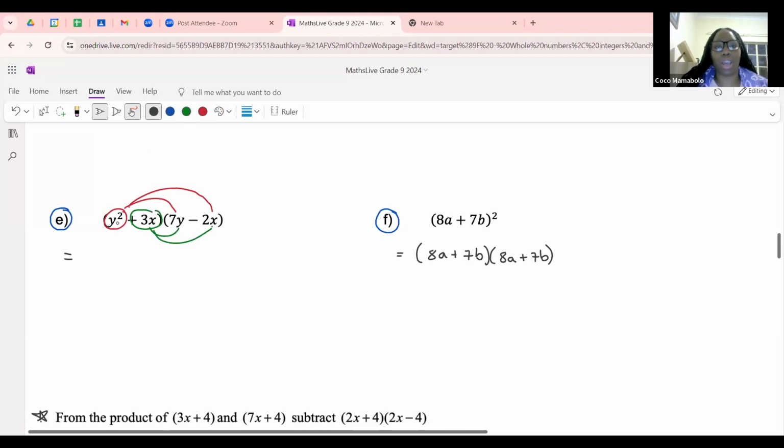So I'm going to get y squared times 7y. That will give me 7y cubed. And y squared times negative 2x will give me negative 2xy squared. Then I'm going to get 3x times 7y, which will give me positive 21xy. And then 3x times negative 2x will give me negative 6x squared.